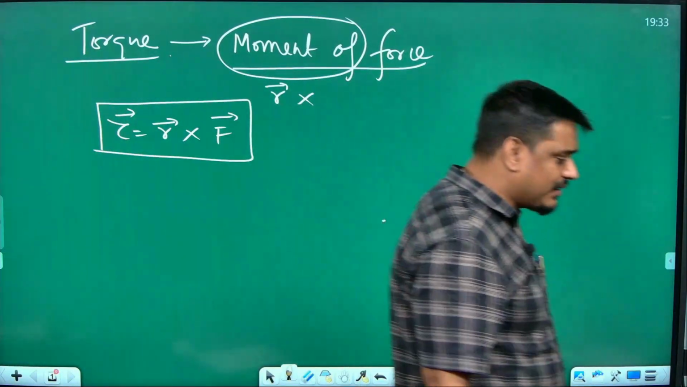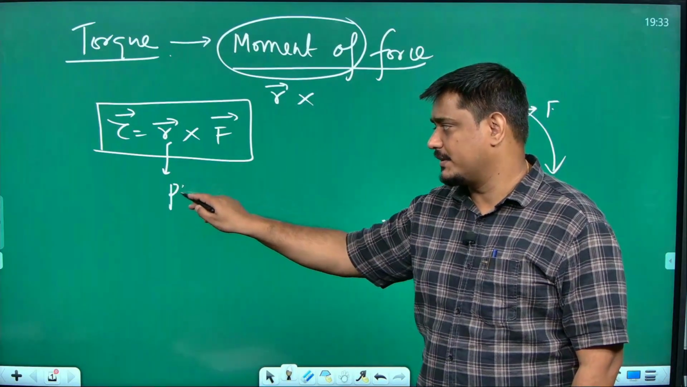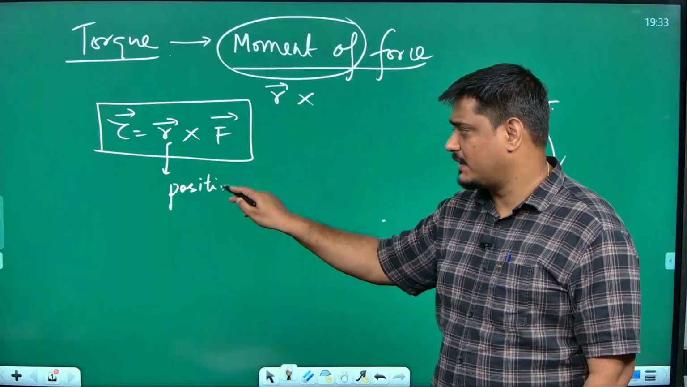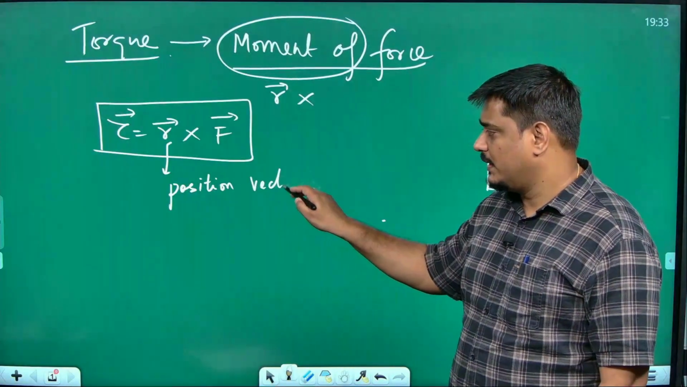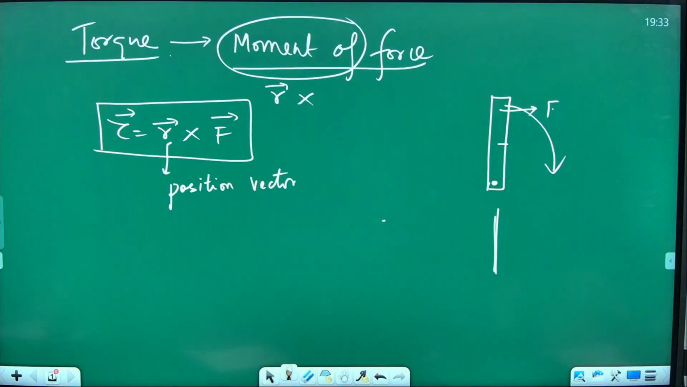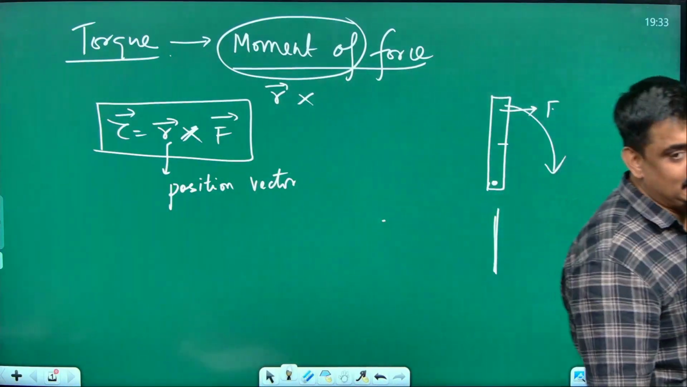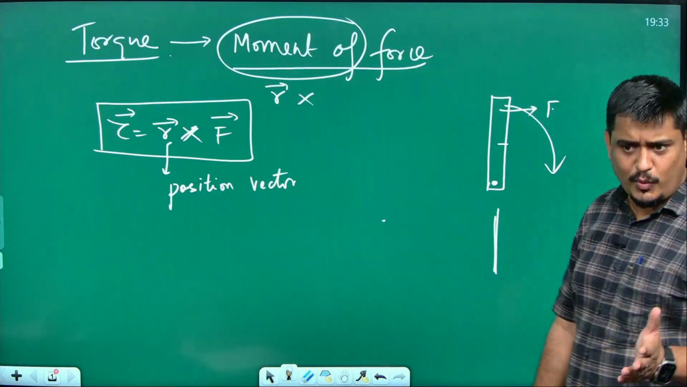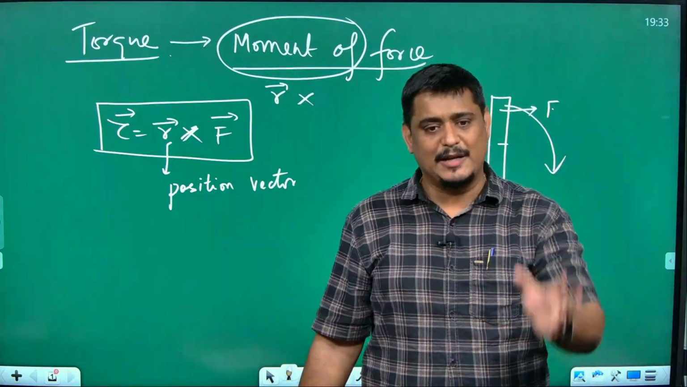Torque vector is equal to R vector cross F vector, where R vector is the position vector. It will become clear now, don't worry about it. There is another way I can explain it. If I open this cross, A vector cross B vector is magnitude of A into magnitude of B into sine theta into n cap, right? I hope you know what A cross B is.